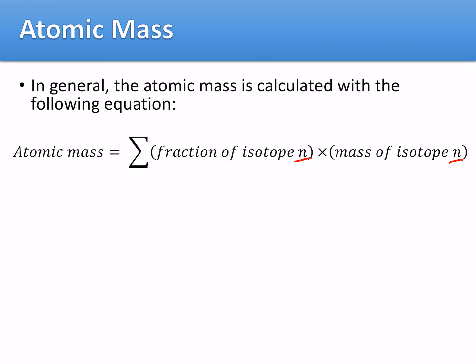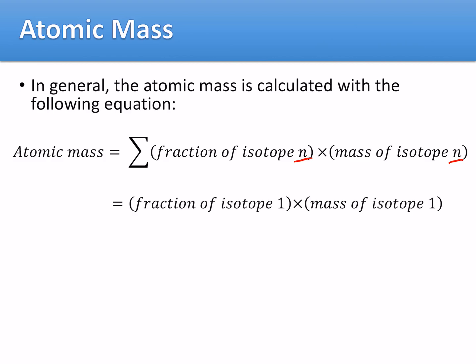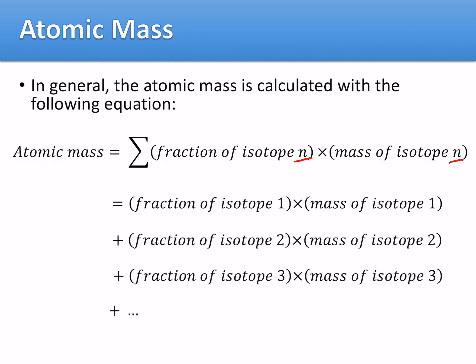It doesn't matter how many, you have to consider each one of the stable isotopes, not the radioactive ones. If it's just one isotope, that's it. But if you have two or more, then you have to keep adding. If you have 5, you have to add all those 5 together. The equation is basically the same, no matter what element you are calculating the atomic mass for.